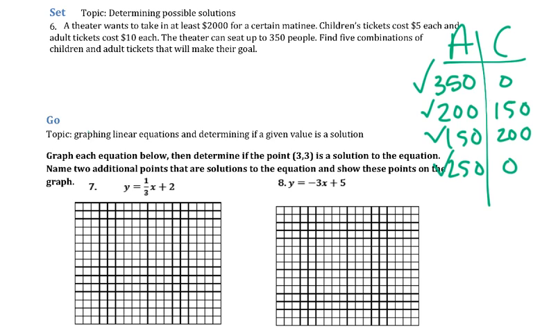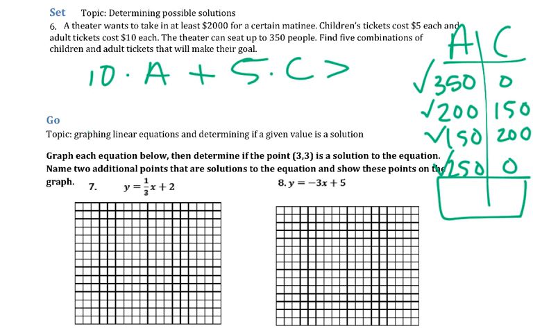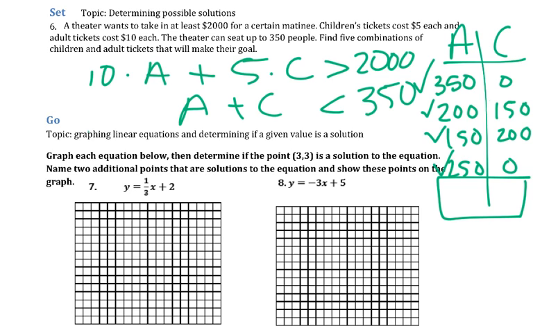So I want you to come up with at least one more combination on your own and go 10 times the adults plus 5 times the number of kids. We want it to be bigger than 2,000. But both of them added together have to be less than 350 to make it work.